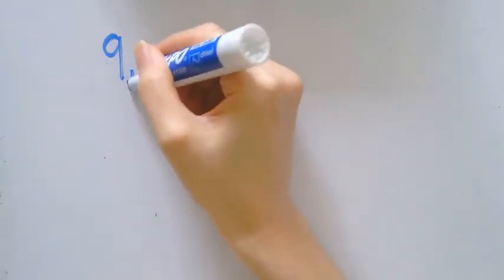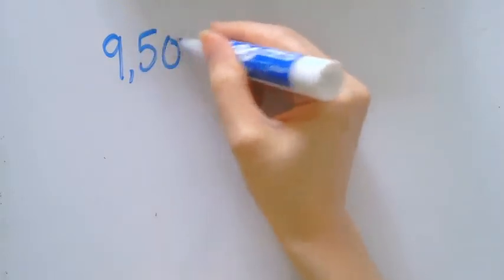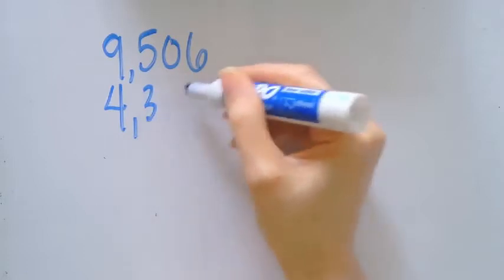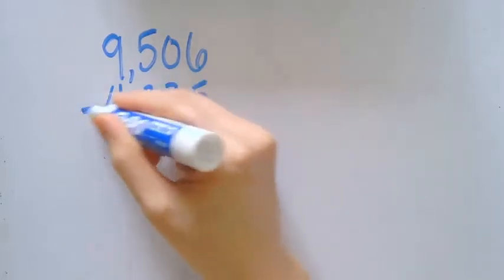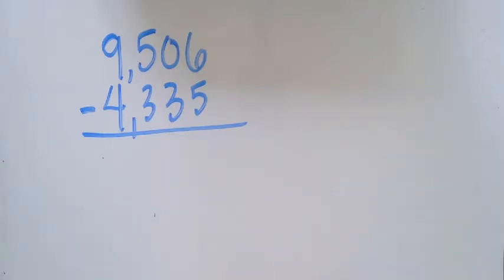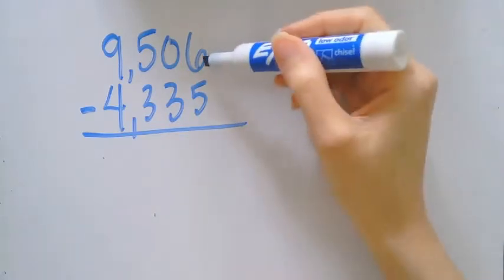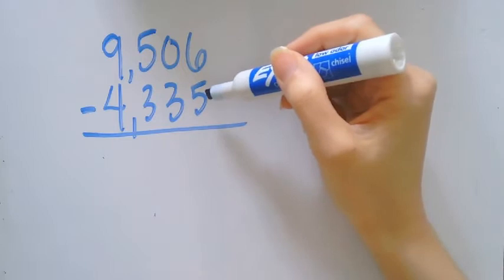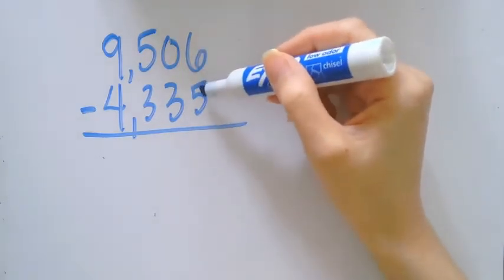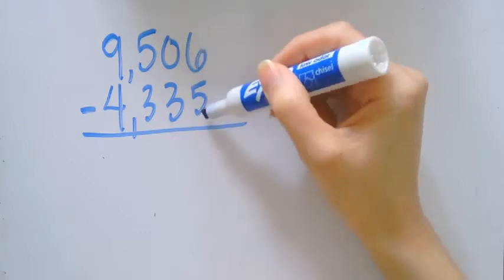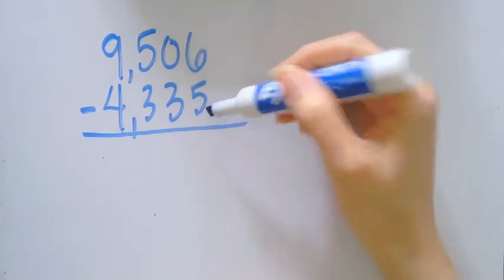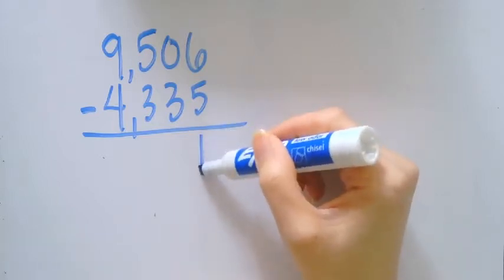If we start off with the number 9,506 and subtract 4,335, again, we're going to start with our ones place. First question you need to ask yourself: do we have enough to take 5 away from 6? Yes, we do have enough to take 5 away from 6. 6 minus 5 is 1.